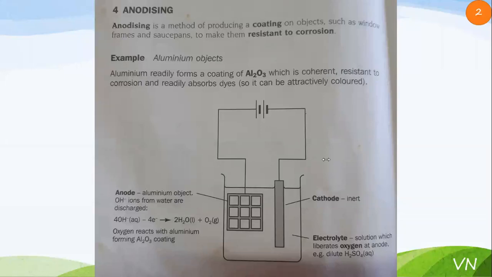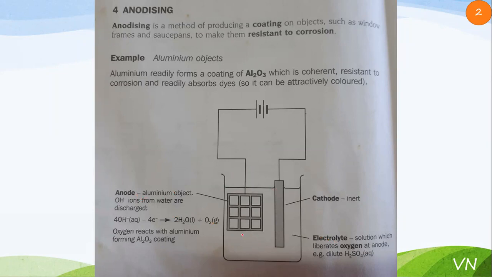So just going through the diagram for you. Let me just change over the color here. Good. If we notice, for this process, we take the aluminum, the object to be coated, and we place it at the anode. For the cathode, we use an inert cathode, and the electrolyte is a solution that will liberate oxygen during this process at the anode.